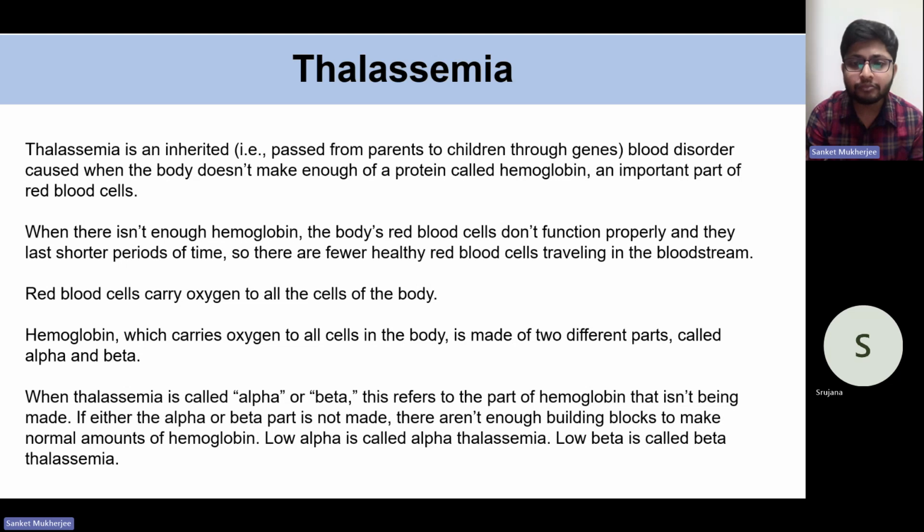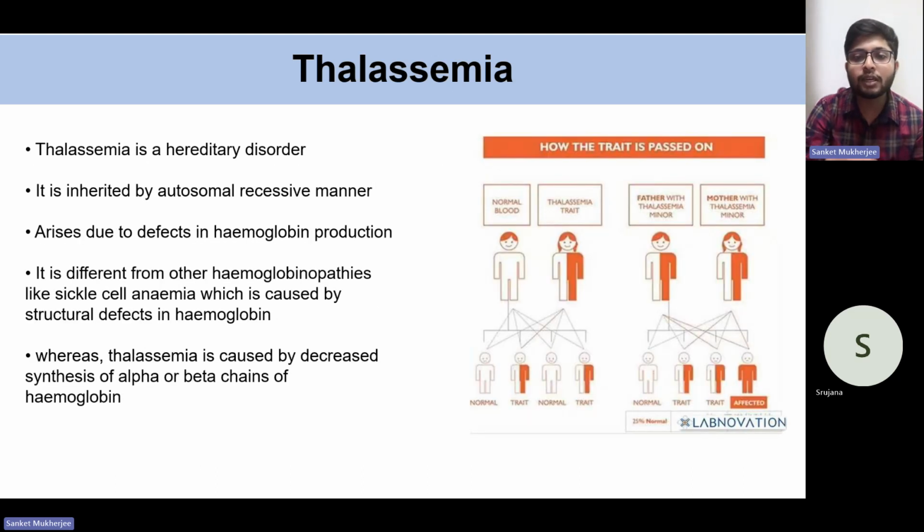And when there is thalassemia, it could be either alpha or beta. So this refers to the part of hemoglobin that isn't made. If either the alpha or beta part is not made, there aren't enough building blocks to make normal amounts of hemoglobin. So low alpha is called alpha thalassemia, whereas low beta is called beta thalassemia. So if you see about thalassemia, it's a hereditary disorder. It is inherited from a faulty gene from your parents to the offspring. That's the idea. It's an autosomal recessive disorder. So that's the answer to the question.